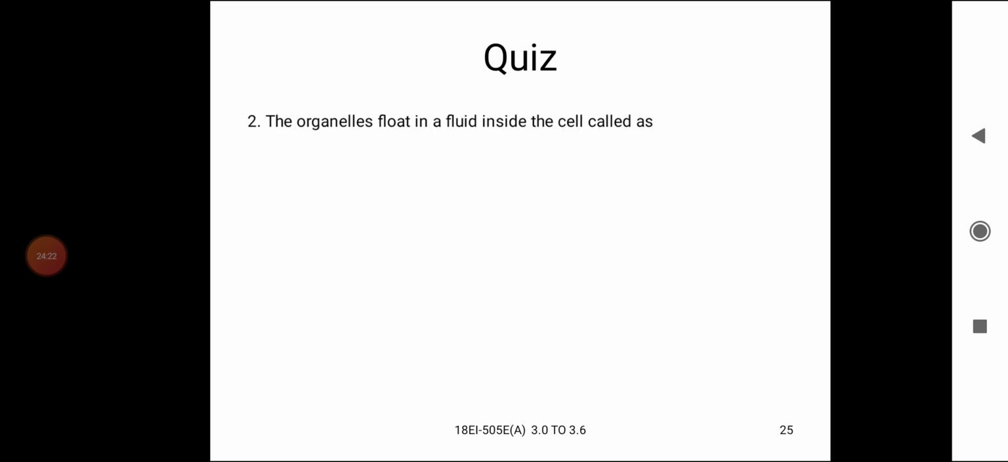Quiz. Second one: the organelles float in a fluid inside the cell, which is called: inner fluid, internal fluid, cytoplasm, none of the above. The answer is the third one, cytoplasm. The organelles float in a fluid inside the cell called cytoplasm.